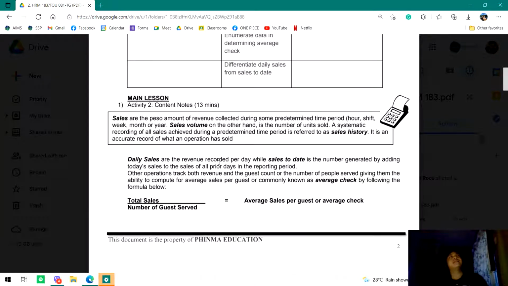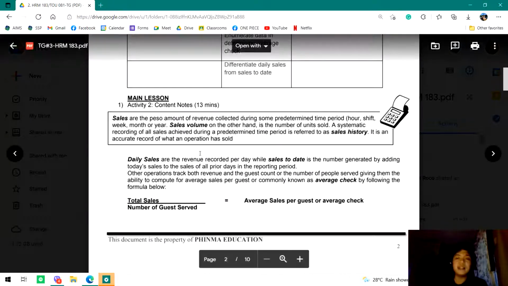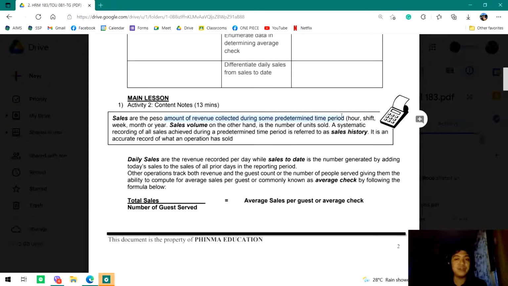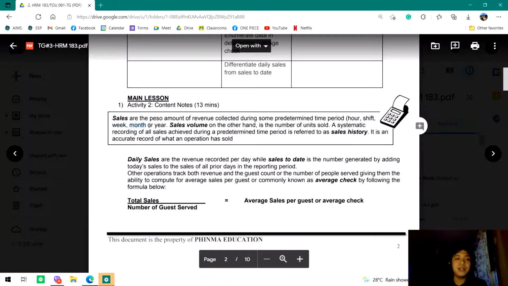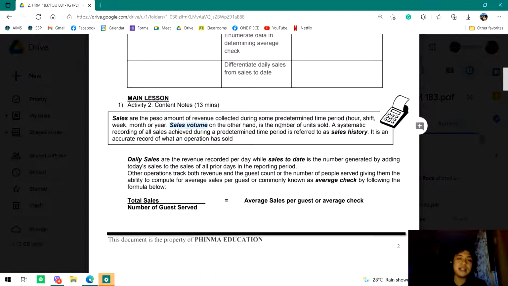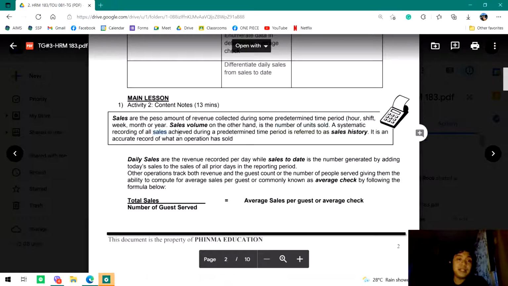So we have said that the formula to generate profit is sales minus cost. So let's talk about one factor. Let's talk about sales. Nakalagay dito sa ating definition, sales are the peso amount of revenue collected during some predetermined time period, whether it is sales per hour, sales per shift, sales per week, month, or year. Ang pinagkaiba naman ngayon sa sales, volume on the other hand is the number of units sold. And then a systematic recording of all the sales is referred to as sales history.